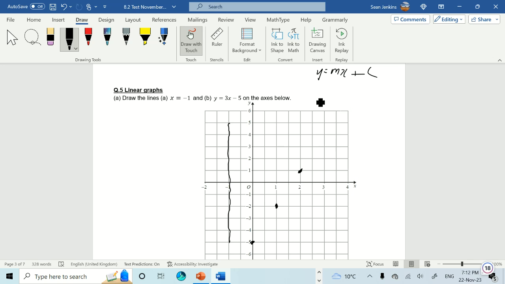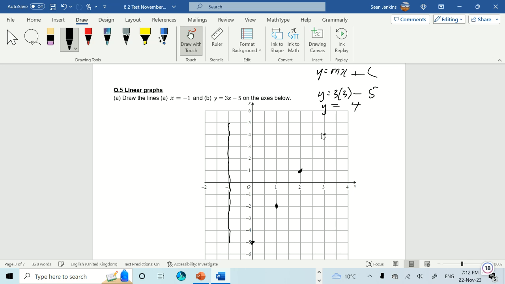I can put in x is equal to 3. What am I doing? You're asking me, what's he talking about? X is equal to 3. I substitute the value of 3 for x, and then minus 5. That gives me y is equal to 3 times 3, which is 9, minus 5, y is equal to 4. So when x is equal to 3, y is equal to 4.